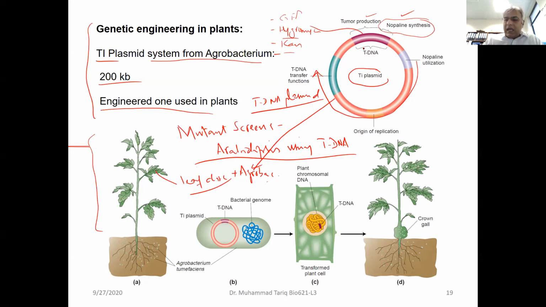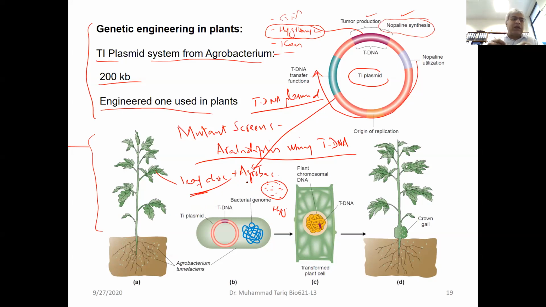Okay? And once you infect these leaf discs, you can select them. Let's say you have hygromycin you're using as a selectable marker. If the leaf disc is transformed by agrobacterium, now on the plates you can have hygromycin, and all the discs which show resistance to hygromycin mean agrobacterium has transferred its tDNA into this, and your genes of interest are also part of it.